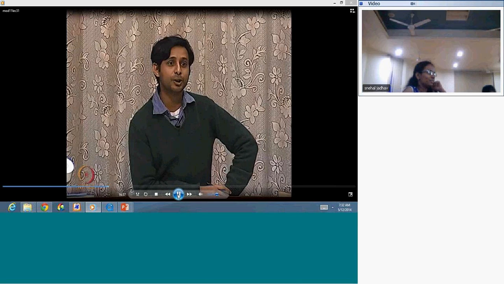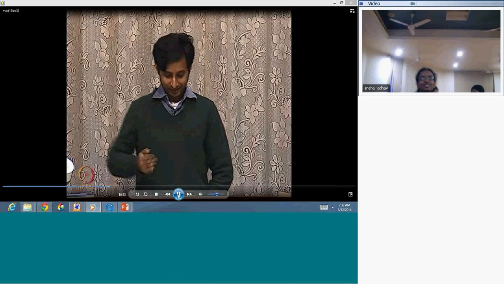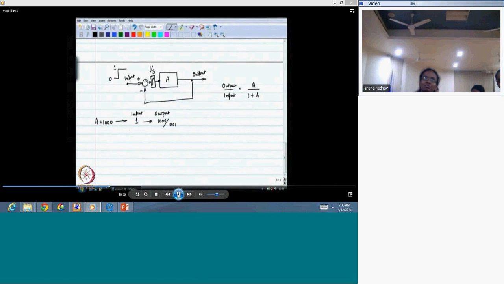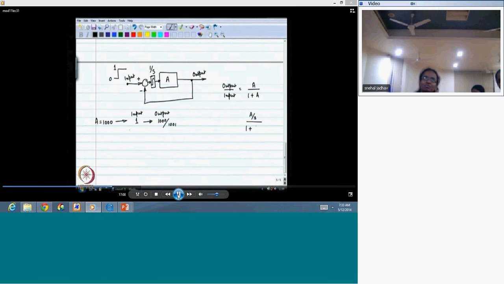How to analyze this? The integrator is a function of 1 by s. A function of 1 by s means that the open loop gain is A by s. That means that my output by input is A by s divided by 1 plus A by s, which is equal to A by s plus A, which is equal to 1 by 1 plus s by A. This is the transfer function.